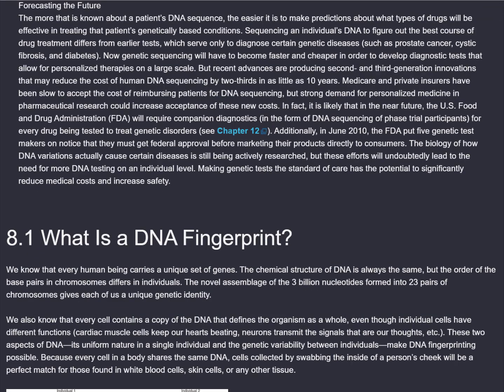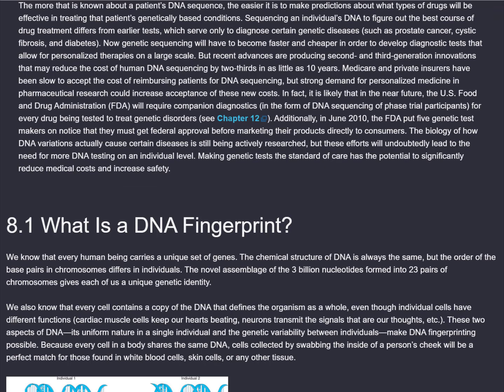Forecasting the future. The more that is known about a patient's DNA sequence, the easier it is to make predictions about what types of drugs will be effective in treating that patient's genetically based conditions. Sequencing an individual's DNA to figure out the best course of drug treatment differs from earlier tests, which served only to diagnose certain genetic diseases, such as prostate cancer, cystic fibrosis, and diabetes.